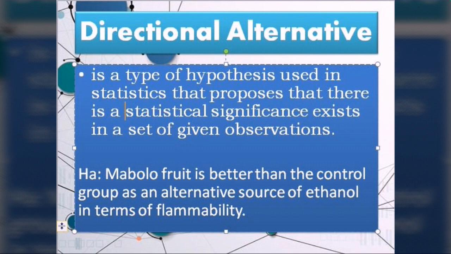Between mabolo fruit and the control group, we can specify that mabolo is better than the control group. But instead of just saying there is a difference between mabolo and the control group, we stated that mabolo fruit is better than the control group. That is the meaning of a directional alternative hypothesis. We are predicting that one is better between the two variables.